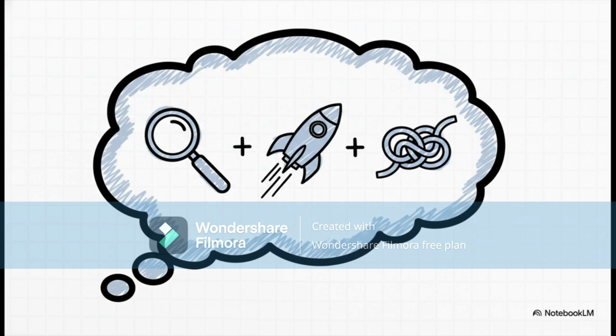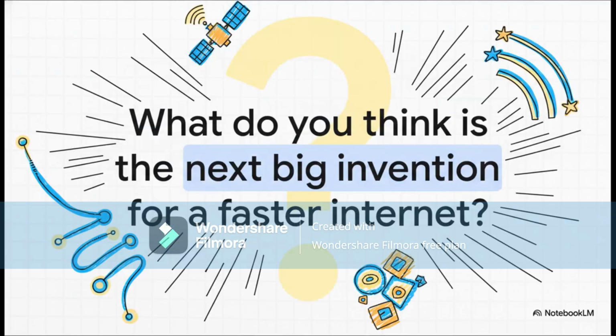Okay, need a super simple way to remember all this for your exam? I got a memory trick for you. Just remember these 3 words: small, fast, and flexible. That's it. That perfectly sums up the 3 main things you need to know about optical fiber: small, fast, and flexible.